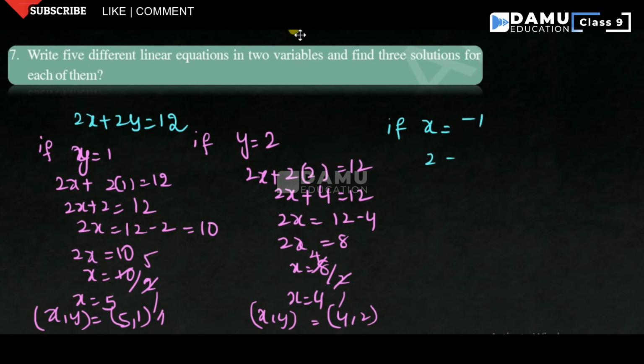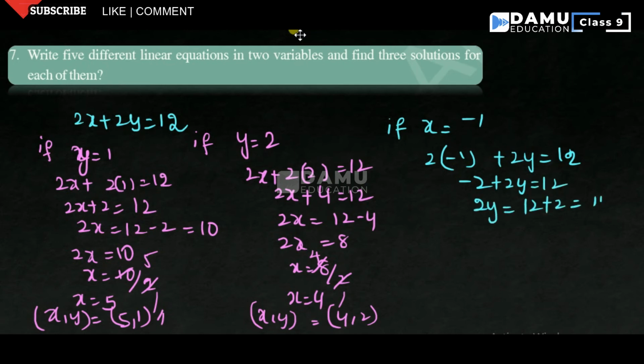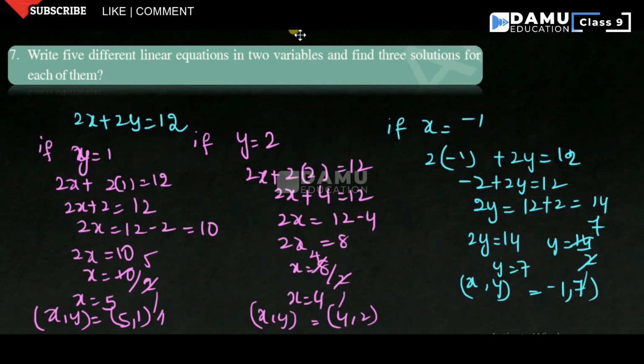So 2 into minus 1 plus 2y will be equal to 12. Then minus 2 plus 2y will be equal to 12. Then 2y will be equal to 12 plus 2, that will be equal to 14. Then 2y will be equal to 14, y will be equal to 14 by 2. 2 sevens are 14. So y is equal to 7. So (x, y) will be equal to x is equal to minus 1 and y is equal to 7. So like this we need to find the solutions.